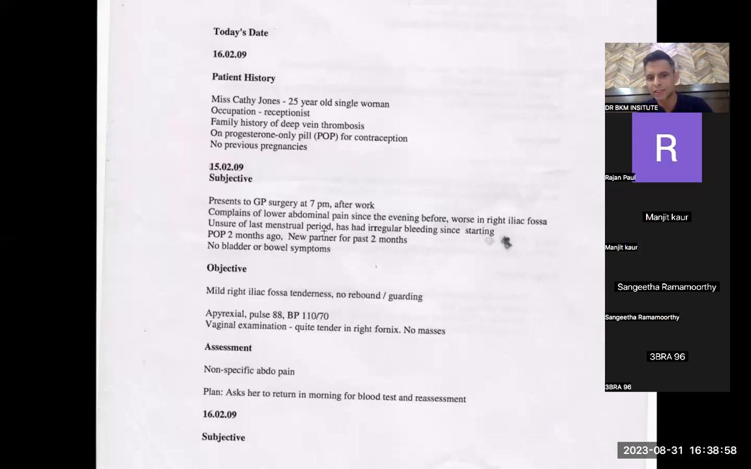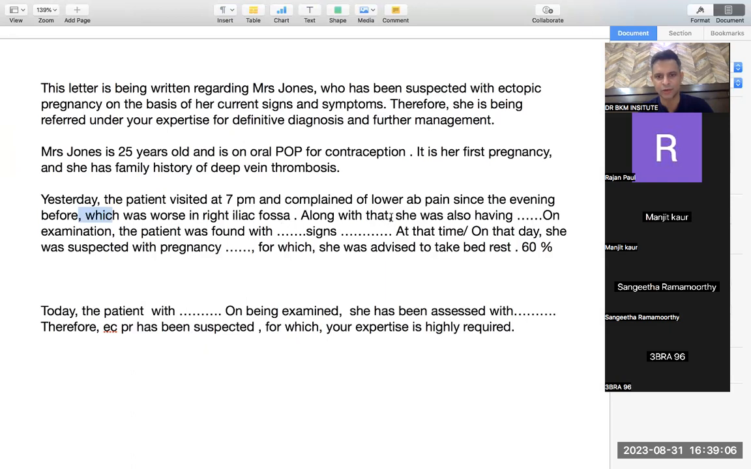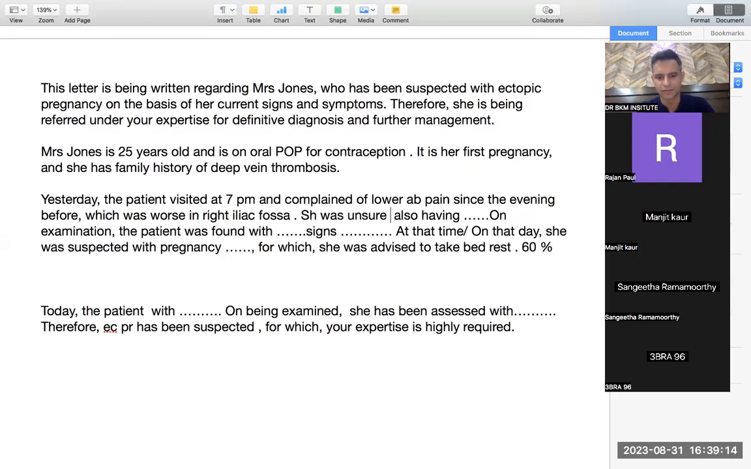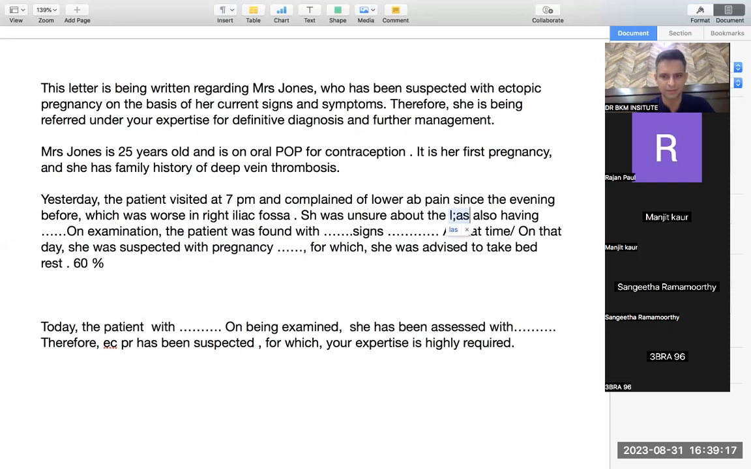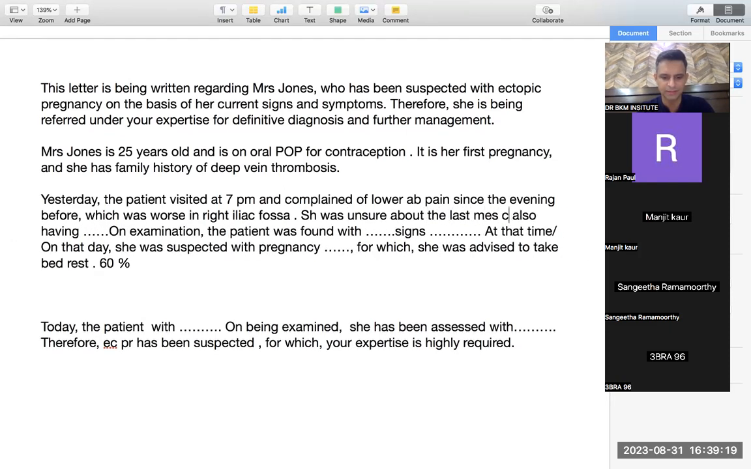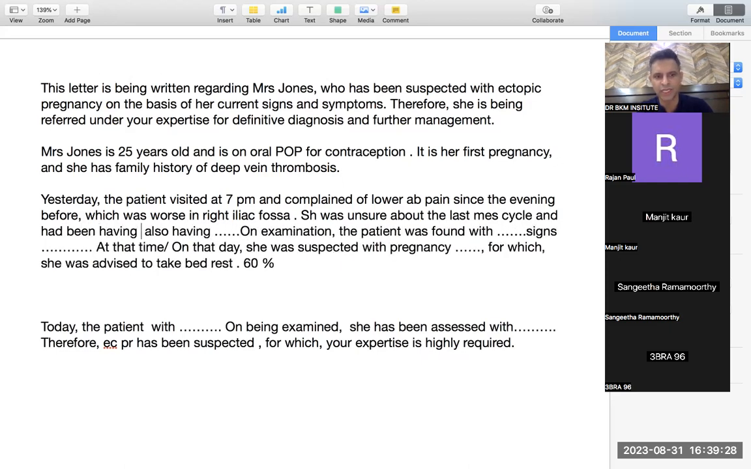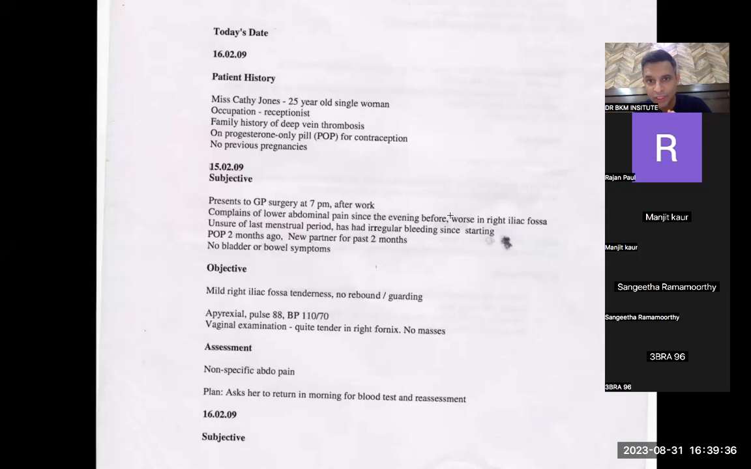She was unsure of the last menstrual period and has had irregular bleeding since starting POP 2 months ago. Same line. Along with that is also not required. She was unsure, same words about the last menstrual cycle, and had been having. So again, I'm changing the tense because I want to use had been having in the past. This is the only thing OET wants.